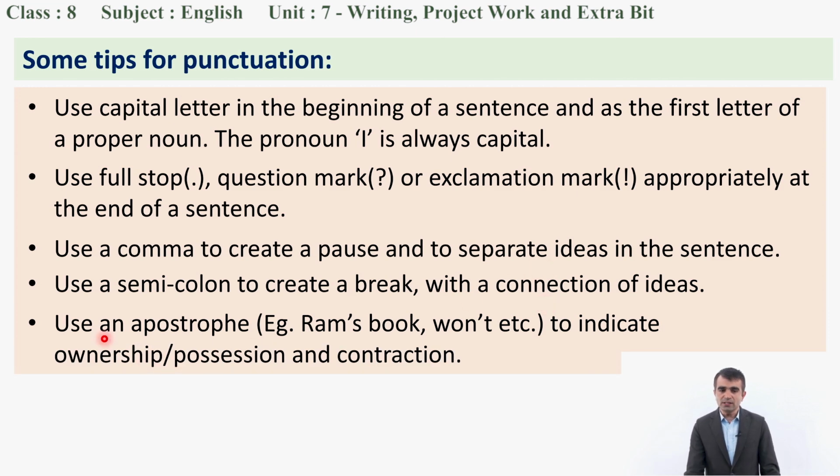Next, use an apostrophe. For example, Ram's book. Ram apostrophe S is given here. Or won't, will plus not. If you write the contracted form of it, we write won't. We use an apostrophe to indicate ownership or possession, as in the example here, and contraction, as in the example here.